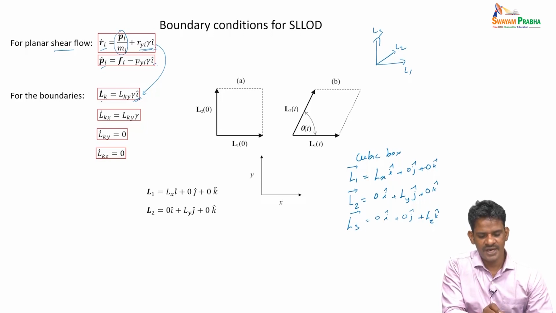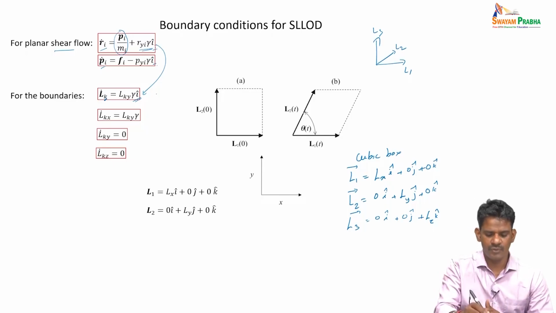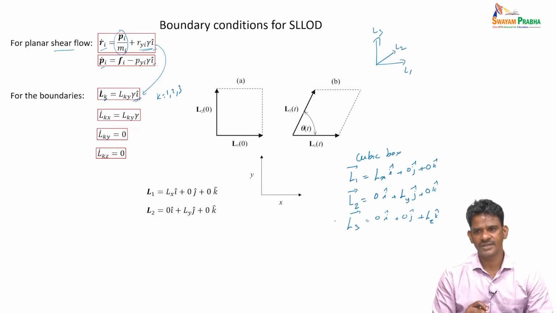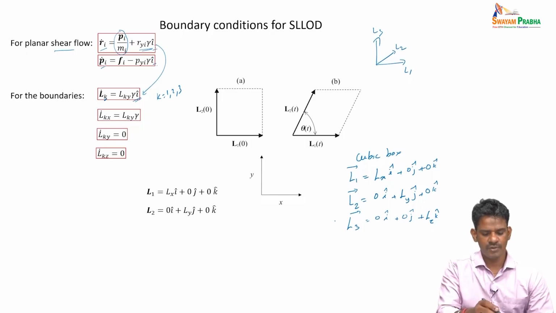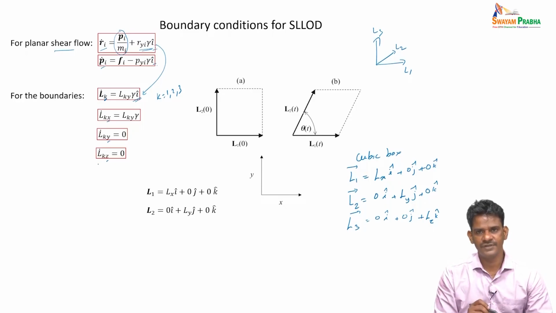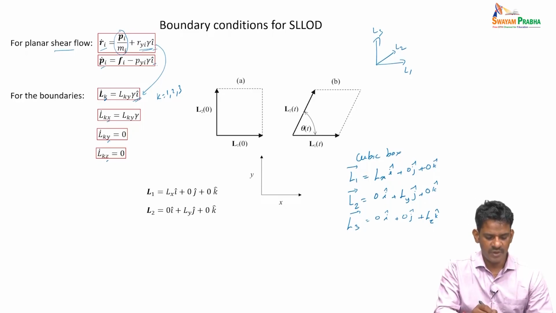So you can also see the rate of change of the box dimension is only in the x direction, other directions don't change. So if I write this in component form, this k here is equal to 1, 2, 3. These are the different unit vectors of the simulation box. So keeping k as an index for each of these unit vectors, if I look at the x component, y component and z component of these boxes, you can see that the y component and z component rate changes are 0.